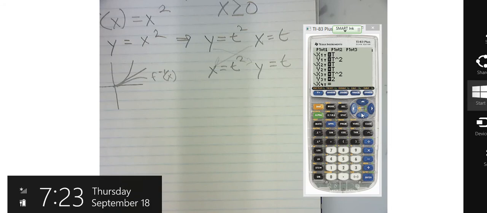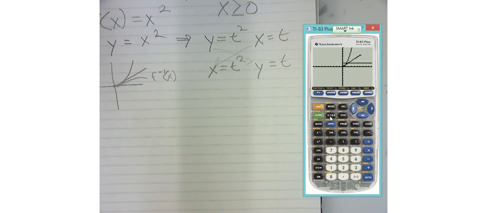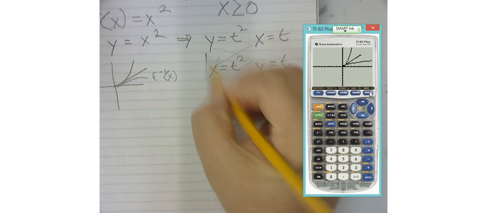So, whoops. Oh, dang it. I didn't finish entering the thing. I hit the wrong button here. Y is equal to t. Alright, now we'll graph it. Boom. See how that worked? Perfect. So this is the inverse.